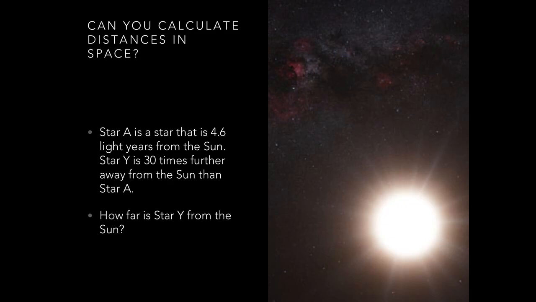Okay. Can you calculate distances in space? I'm going to ask you guys to go ahead and try and figure this out, because this is a great question. Star A is a star that is 4.6 light years from the sun. Star Y is 30 times further away from the sun than star A. How far away is star Y from the sun? I look forward to hearing some of y'all's answers to that, whenever you get the time and the mental capacity and the patience to figure that out. And that is the end.